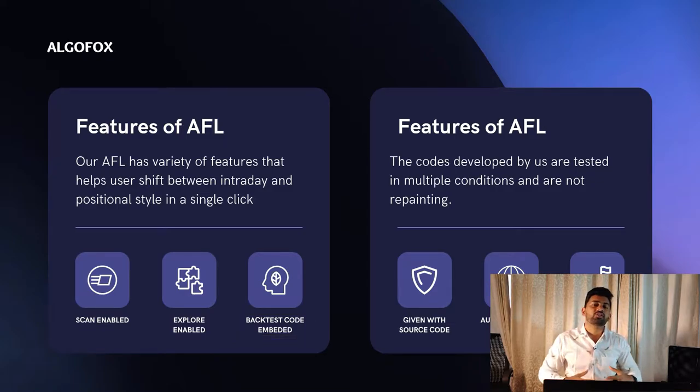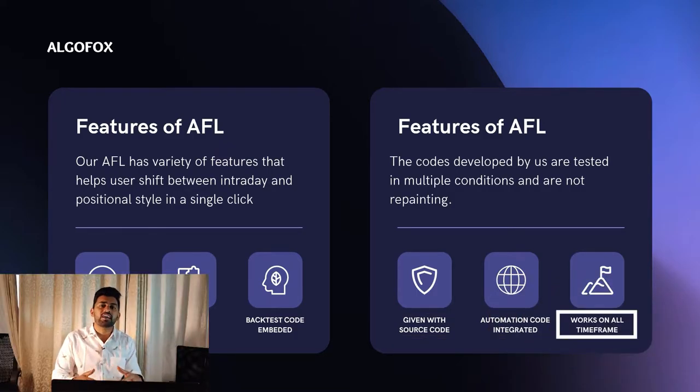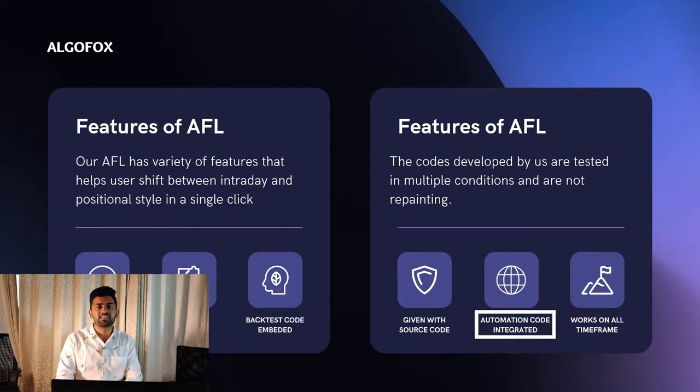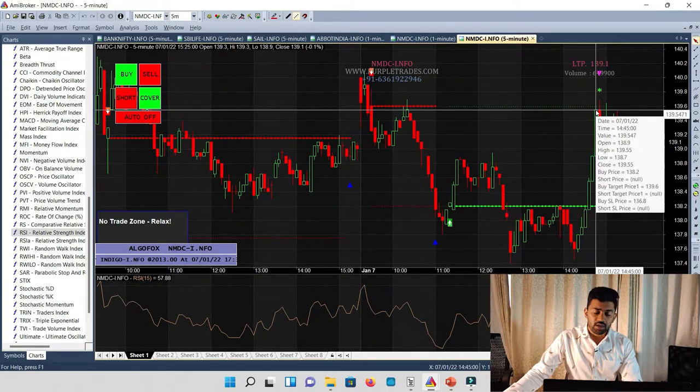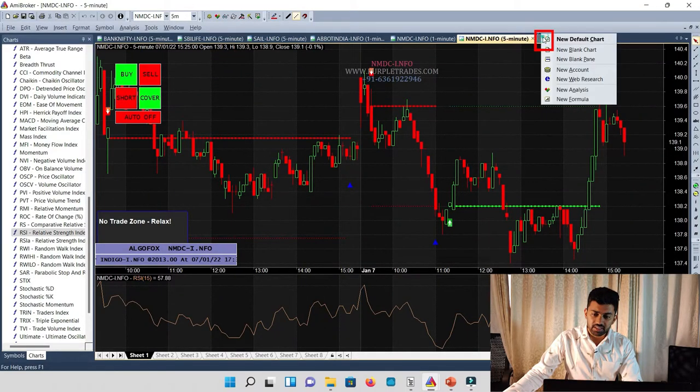Apart from that, we provide you this AFL with source code so that you can share this AFL with your friends and family as well. This AFL works on all time frames and it is absolutely non-repainting. Also, we have embedded the automation code in it so that you can automate this AFL on the go without any extra coding. Let us look at how this AFL looks on MaruBozu, and let us explore the backtest result of this. To add this AFL on MaruBozu, click on the plus button.